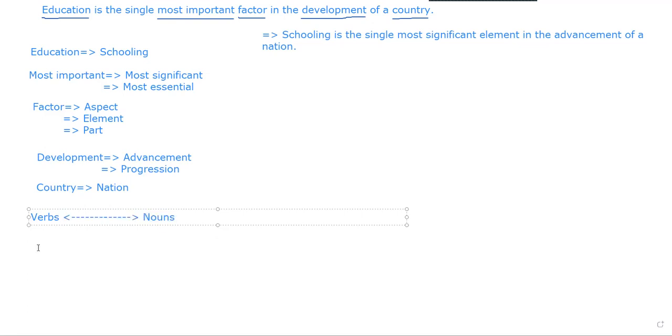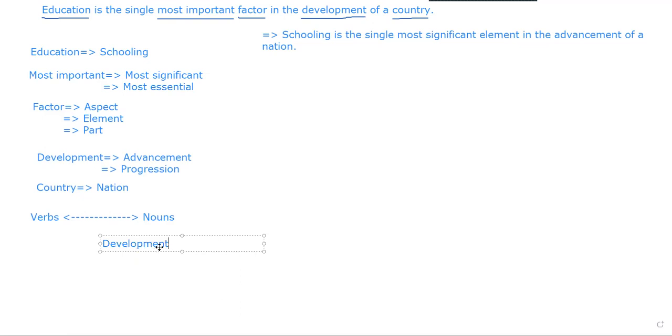Okay, so for example, in the main original question, education is the single most important factor in the development of a country, right? So this word development, okay, which part of speech is this word development? হ্যাঁ, এটা কোন part of speech? Is it a noun or is it a verb? Noun, exactly, this is a noun, right?